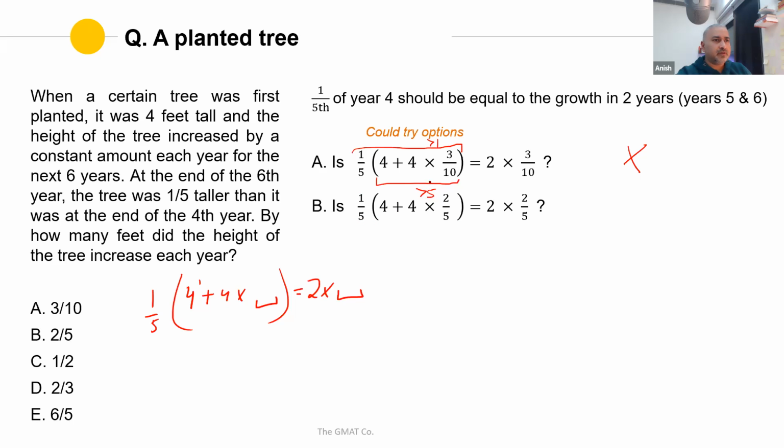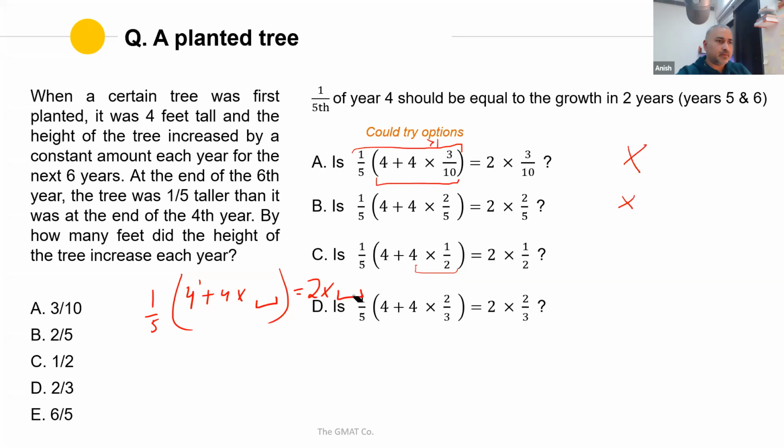Is 1/5 of (4 plus 4 times 2/5) equal to 2 times 2/5? What do I notice inside? 4 times 2/5 is 8/5, plus 4. Again, LHS is more than 1 and RHS is less than 1. So the left hand side can't be equal to the right side. This one is gone also. Third one: 1/5 times (4 plus 2). 4 plus 2 is 6, so 6/5. Left hand side is 6/5, right hand side is 1. Not equal. Next one is 1/5 times (4 plus 8/3) equal to 4/3.